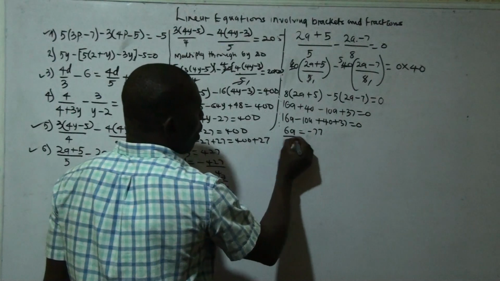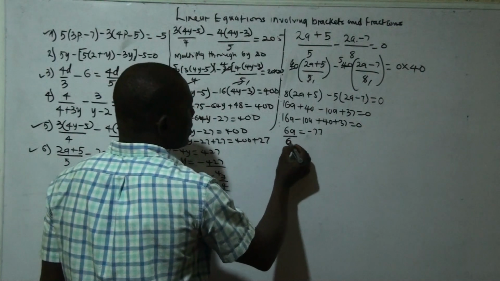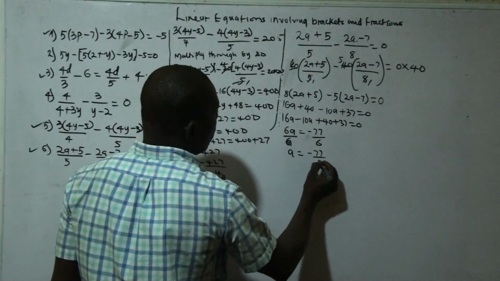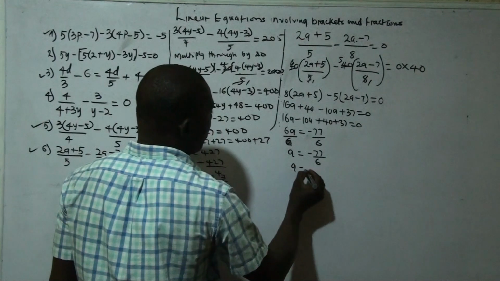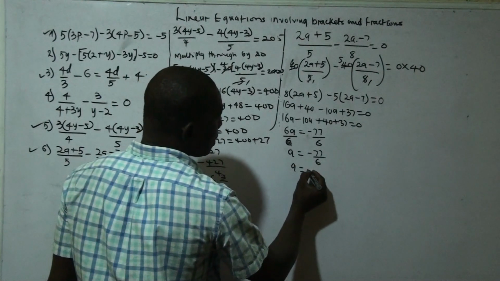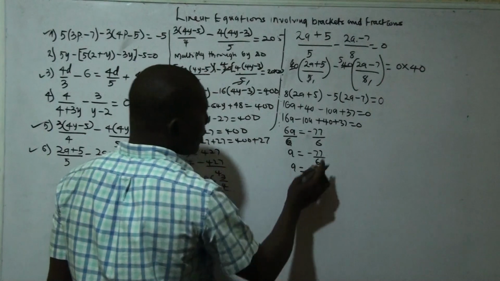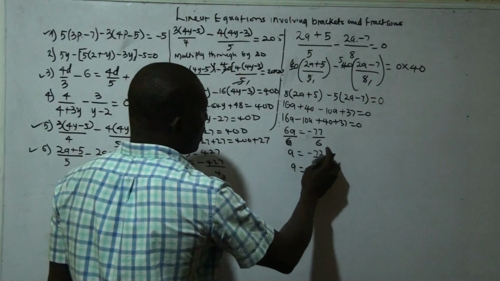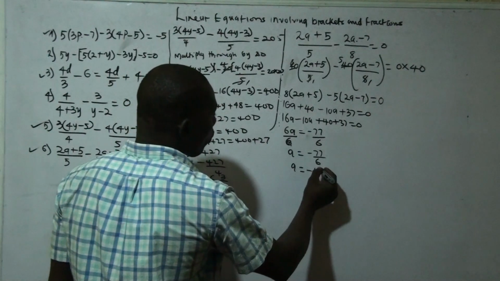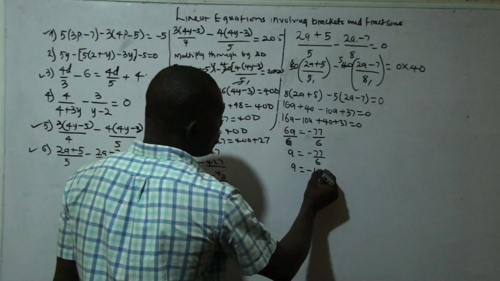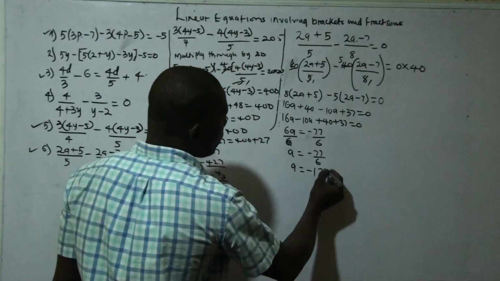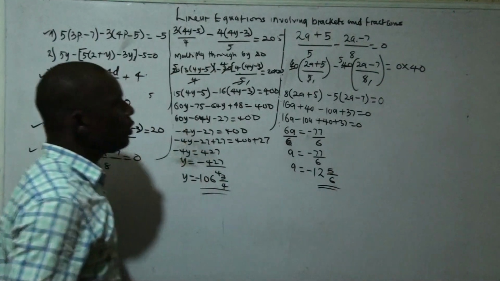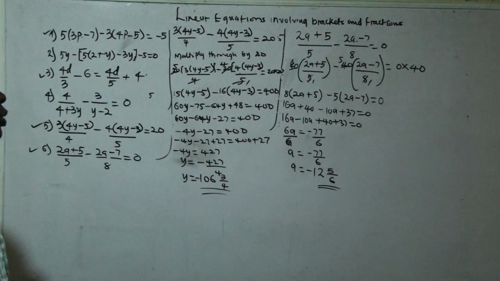So all we need to do is divide both sides by 6. Divide both sides by 6, and a becomes minus 75 by 6. Or if we are putting it in a mixed fraction, it becomes minus 12 whole number 3 over 6. That is the value of a in that question.